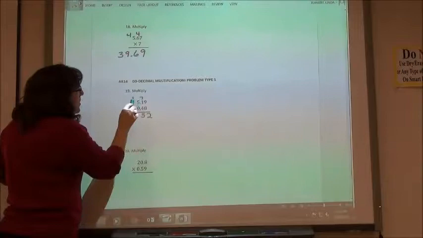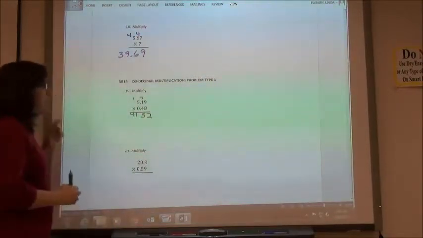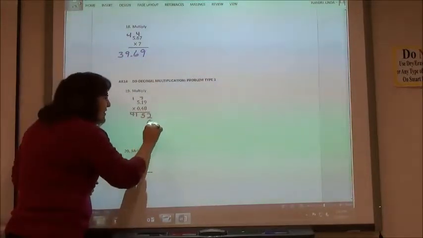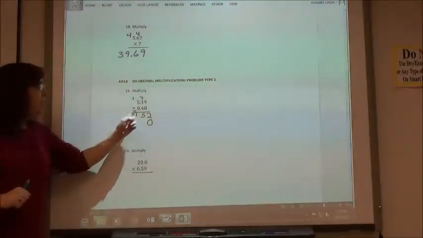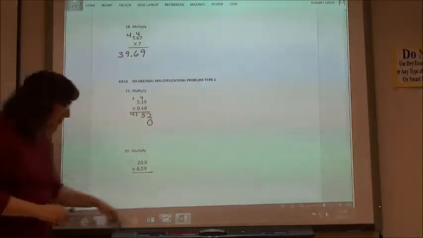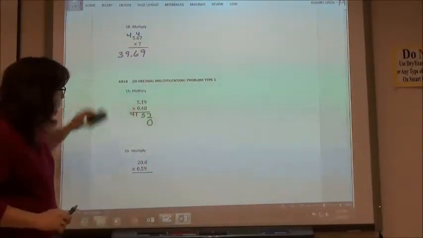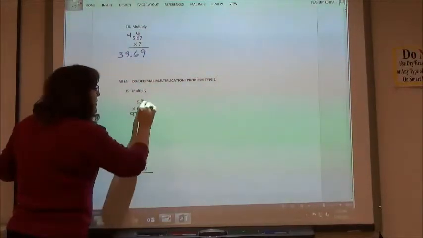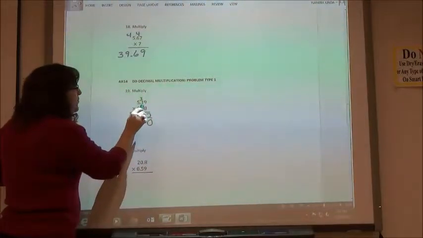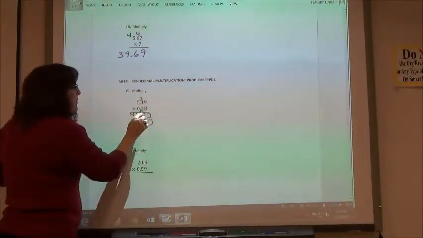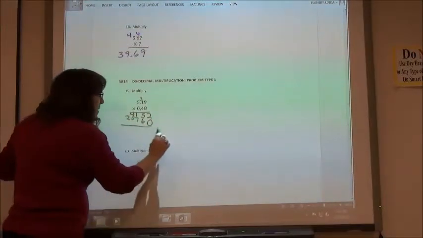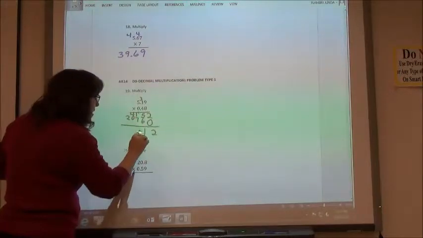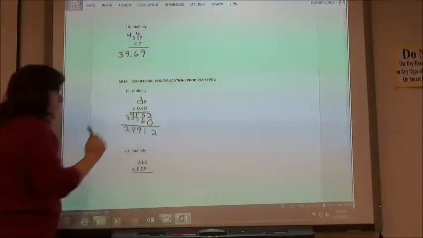8 times 5 is 40 plus my 1 is 41. Now normally when I move to the next one over, I'm moving to the tens digit, so we add that 0 in there for a placeholder, and then we multiply the 4 times everything up there. So 4 times 9 is 36, carry my 3. 4 times 1 is 4, plus my 3 is 7. 4 times 5 is 20. And then I add 2, 11, 7, 8, 9, 4, and 2.